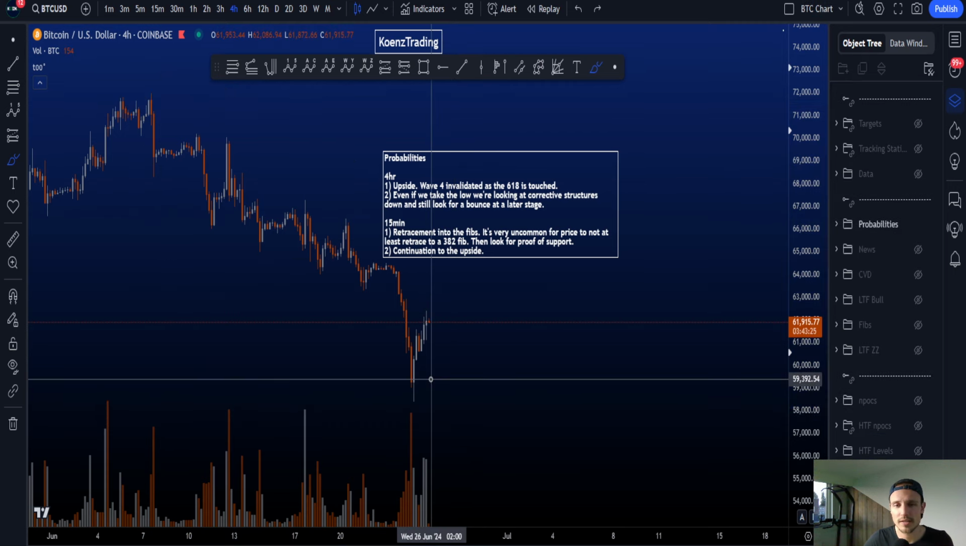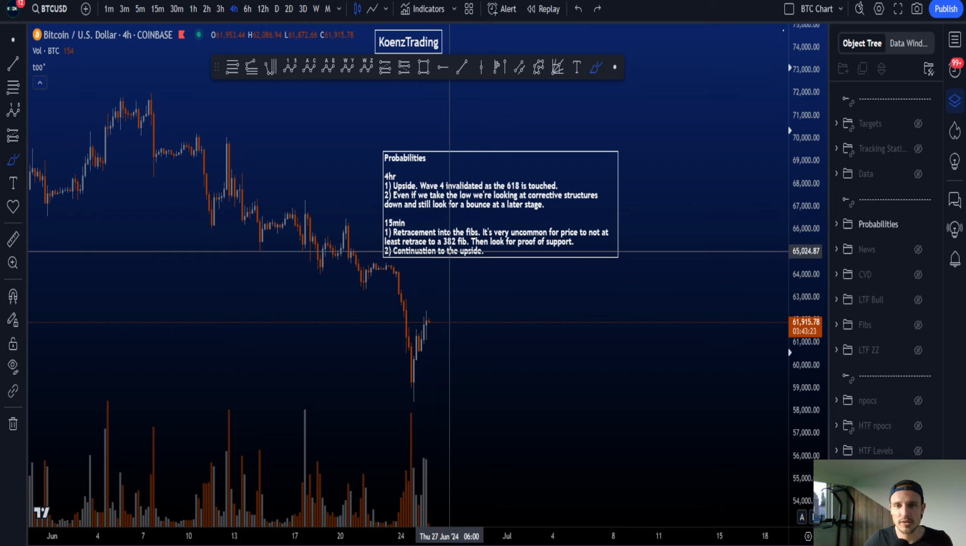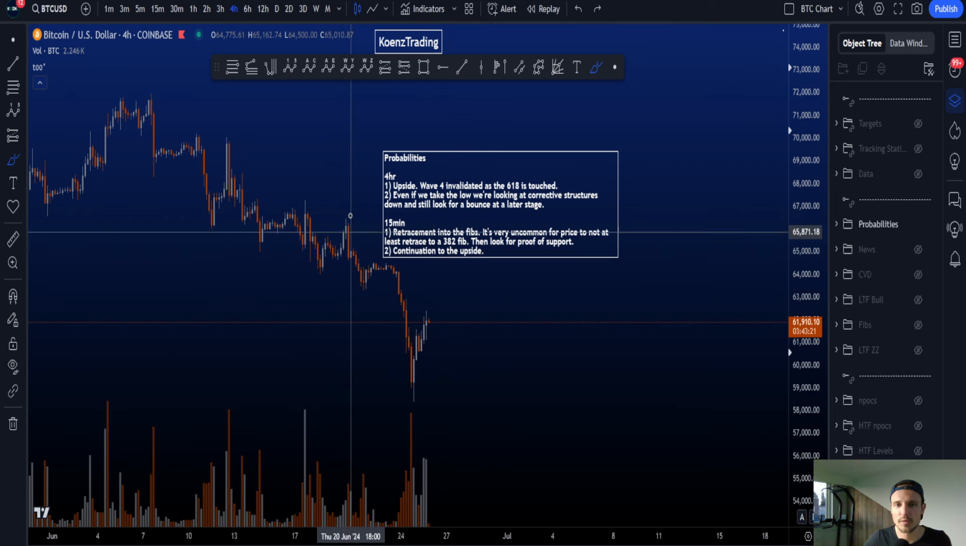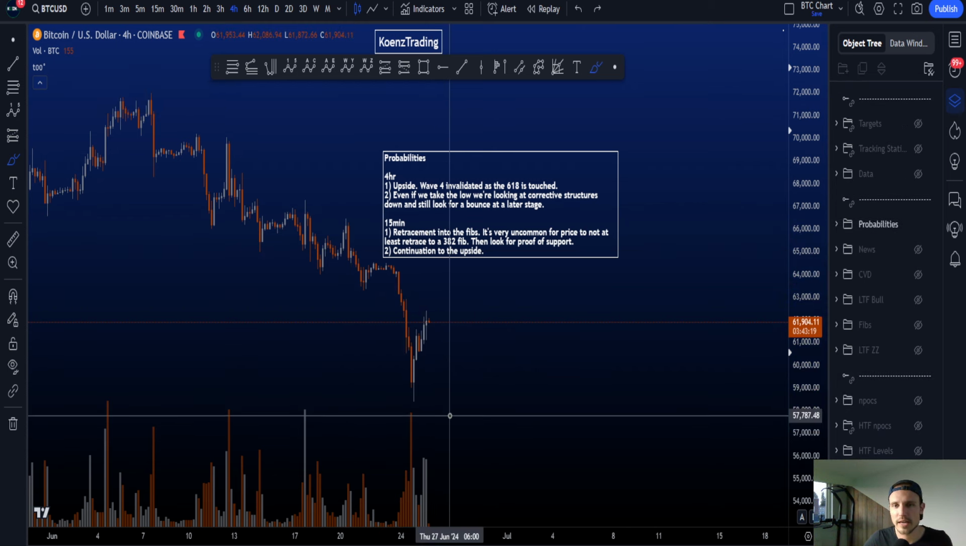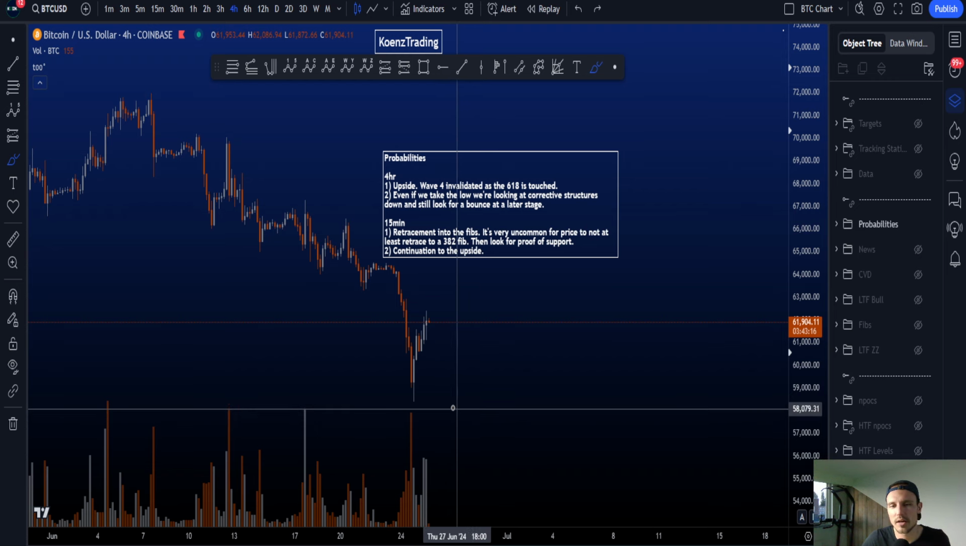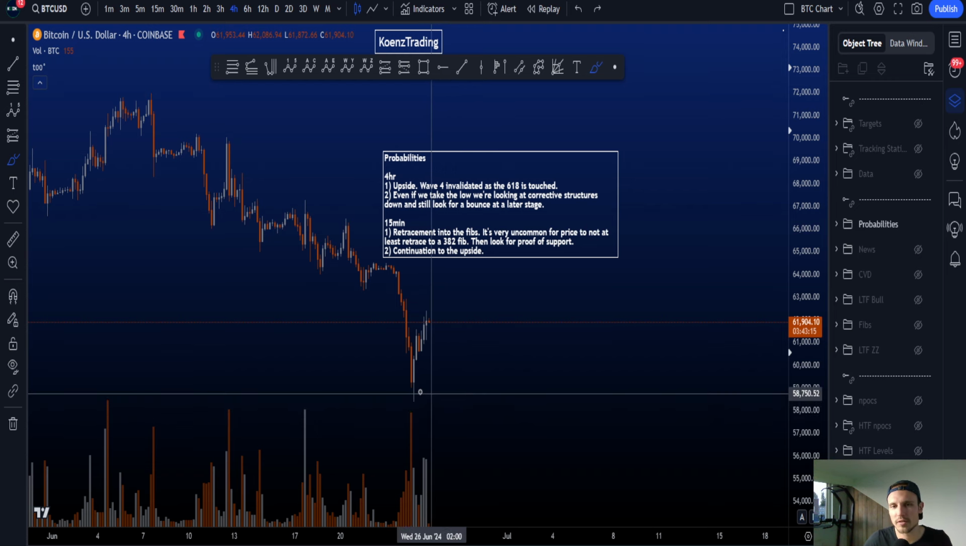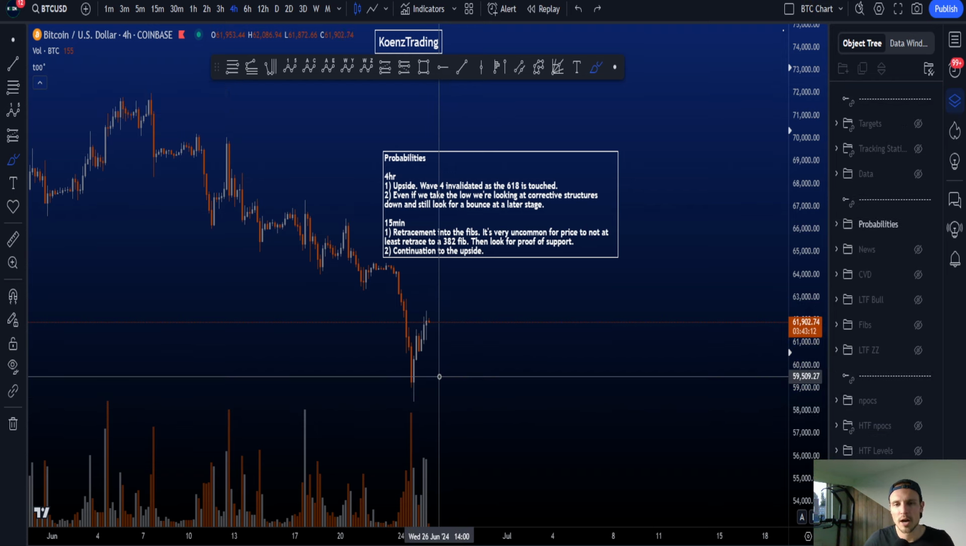Even if price would take the low in some bearish scenario, which is quite difficult to count at the moment, so I would need to sit and have a good look. Even if we would take the low, then we are looking for more corrective structures to the downside, and the probabilities will remain higher to sooner or later bounce to the upside. But at the moment, based on a local structure, probabilities are higher to look for more upside.